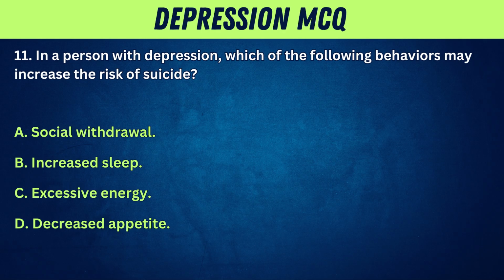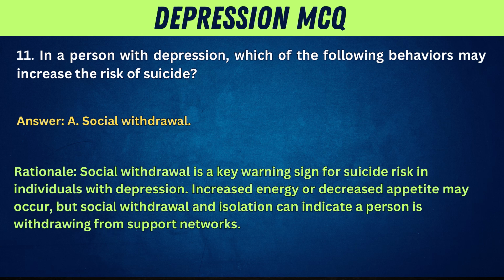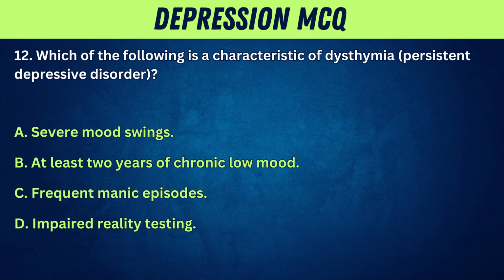11. In a person with depression, which of the following behaviors may increase the risk of suicide? A. Social withdrawal. B. Increased sleep. C. Excessive energy. D. Decreased appetite. Answer: A. Social withdrawal. Rationale: social withdrawal is a key warning sign for suicide risk in individuals with depression. Increased energy or decreased appetite may occur, but social withdrawal and isolation can indicate a person is withdrawing from support networks.